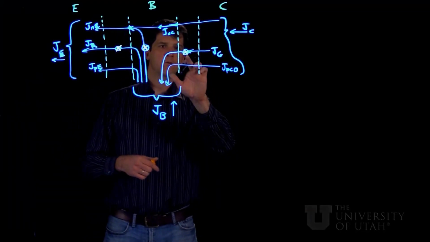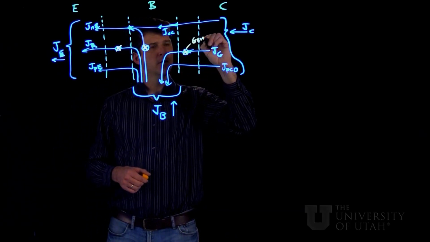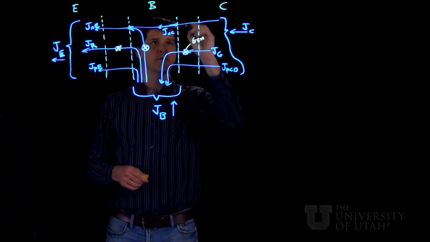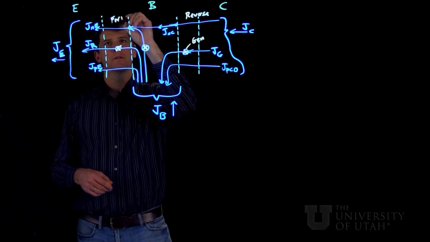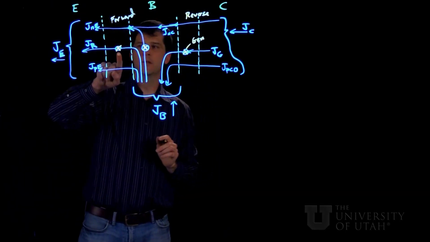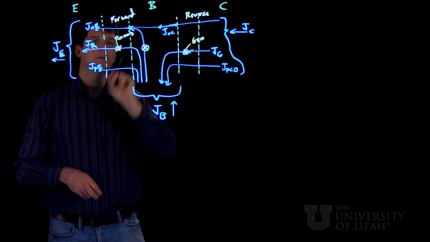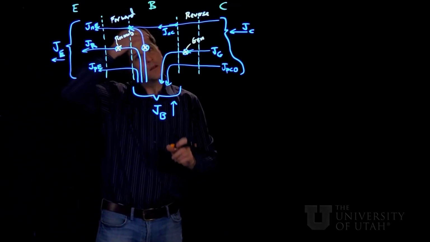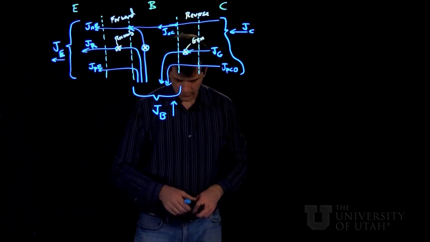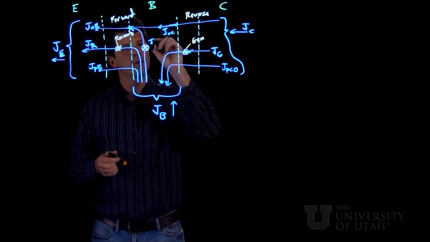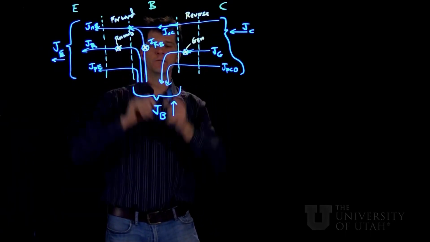The three orange components here: there's generation inside this reverse biased depletion width. There's recombination inside this forward biased depletion width. And then also there's recombination here inside the base that we need to worry about. And that one is JRB. So those are three generation recombination currents.